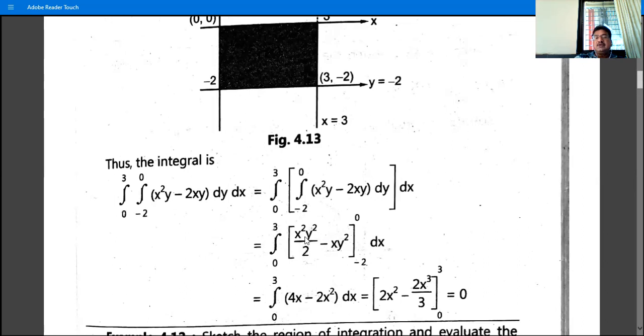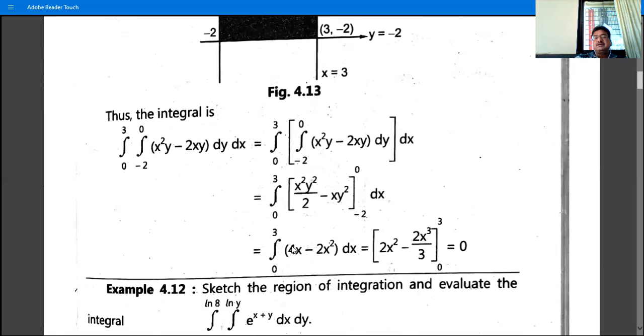We have this 2x square minus lower limit. This term is minus, and this term is plus, minus becomes plus. Then substitute y as minus 2, so minus 2 square is plus 4, so minus 4x becomes plus 4x dx. Write the value at the upper limit, that is 0, minus the value at lower limit, and then its integration with respect to x: 4x integration is 4x square by 2 minus 2x cube by 3.